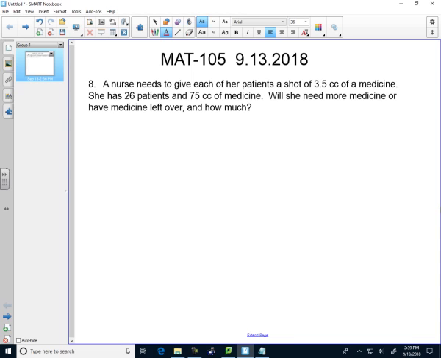So this problem here, by the way, it's the 13th day of September. Should be half over, won't it?